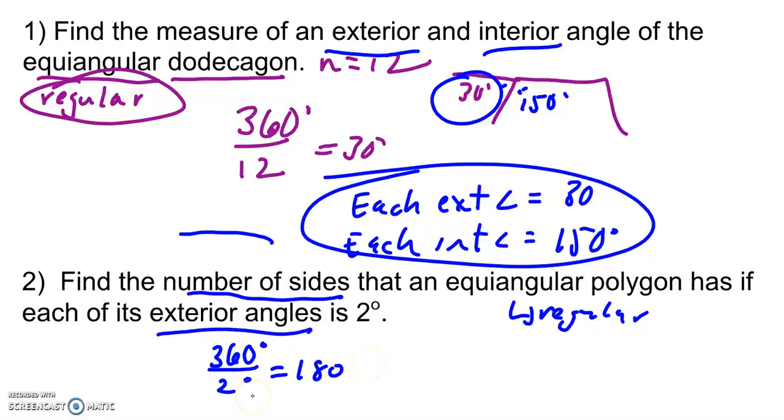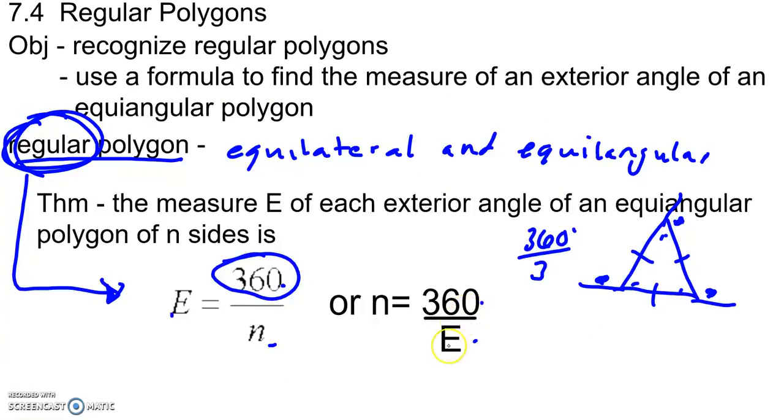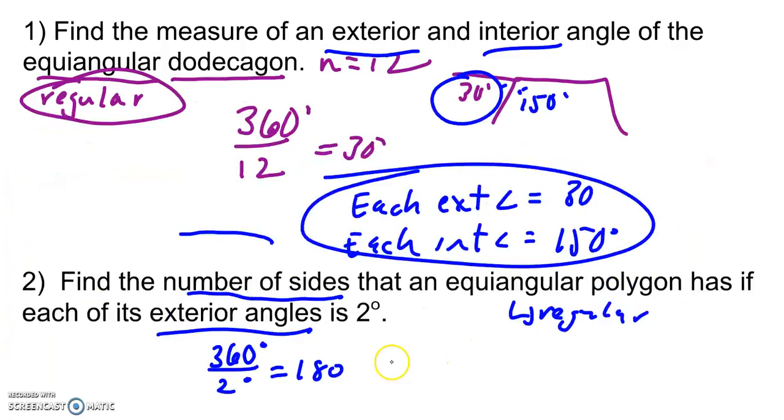Now remember, what you really found here was the number of sides, because if you take 360 divided by each exterior angle, you get the number of sides. So this has 180 sides. So what do we call a figure like that? Well, if you remember from a previous video, it's really called a 180-gon.